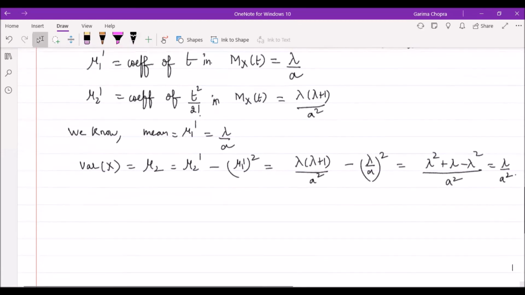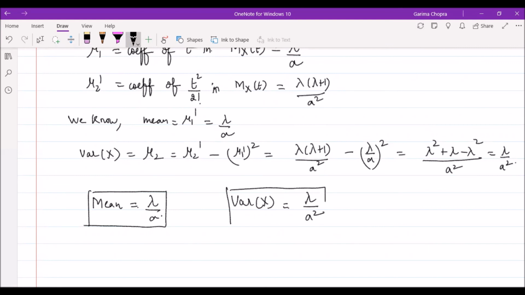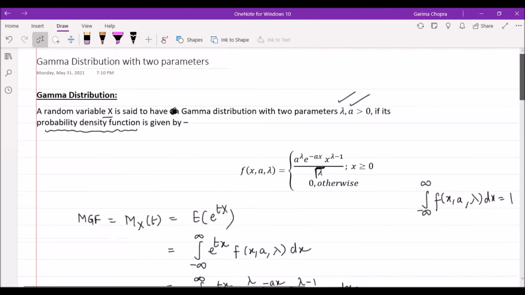So if we talk about the mean for the gamma distribution, it is lambda by a, where lambda and a are the parameters, they are greater than 0. And the variance of gamma distribution is coming as lambda upon a square. So here, with the help of the moment generating function, we have evaluated these two constants, mean and variance, for a random variable having gamma distribution with two parameters, which are lambda and a.